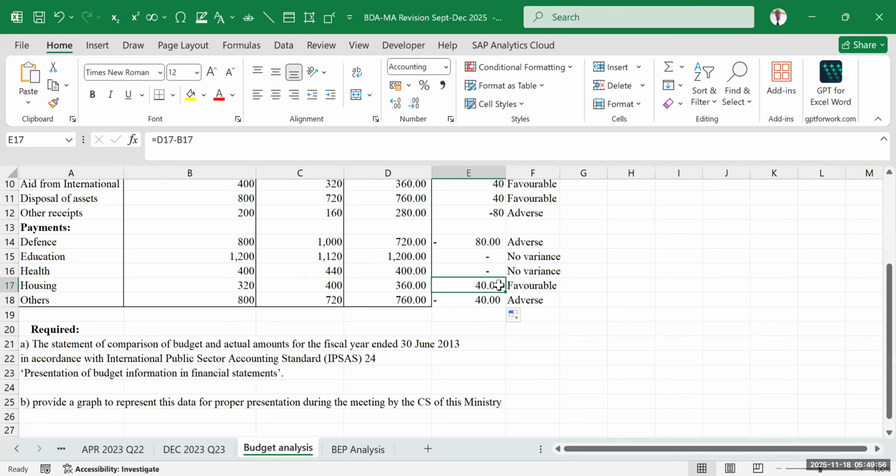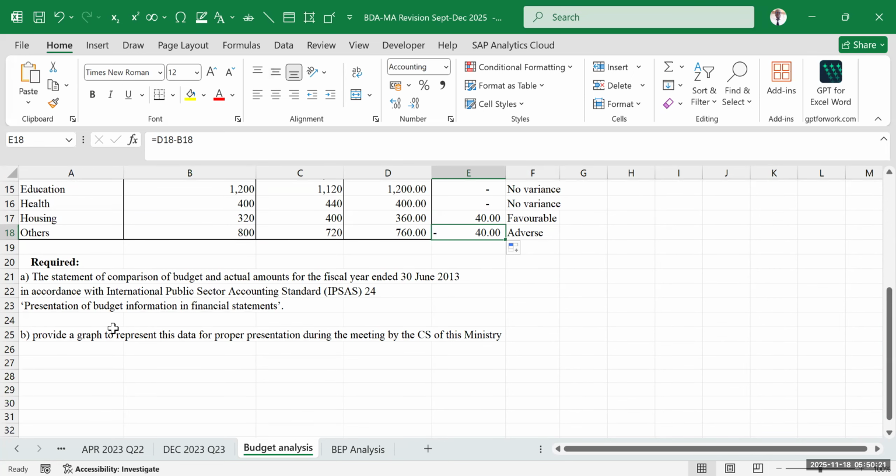Whenever you see favorable, it means you budgeted with a higher figure, but you've actually spent a lower figure. You see that, members? Then if it is adverse, it simply means you budgeted with a lower figure only to come to the ground and realize things on the ground are different. You needed 800. So you've surpassed your budget by how much? 40 billion. That is it.